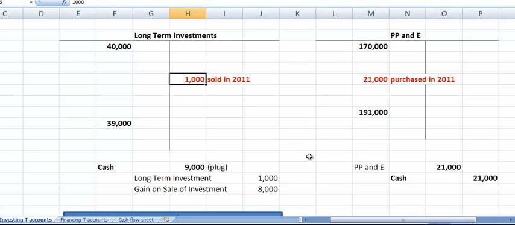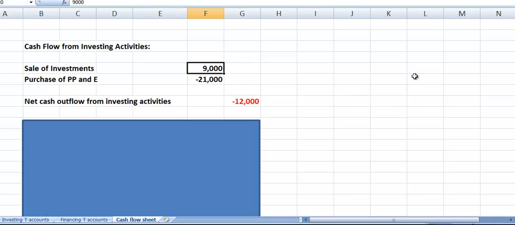Now we also know from the question that when we sold the long-term investment, the income statement had a gain on the sale of investment. So we know that a gain was created. So how much cash would we have had to have gotten in order to create this gain while we got rid of the investment? Well, that must be $9,000. So we now know that when we got rid of that $1,000 investment, we generated $9,000 in cash flow.